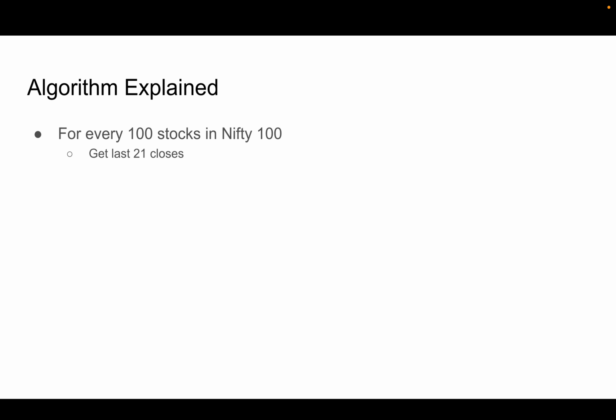So for each stock, I get the last 21 closes. Once I get that, I just need to make a check: is the last close higher than the highest close of the previous 20 days? So the 21st day is the recent one. I probably run it early in the morning when the markets have not started, so I'm basically looking at yesterday's close. Is yesterday's close the highest among the previous 20 trading sessions before that? If that is yes, it's a breakout stock for me.